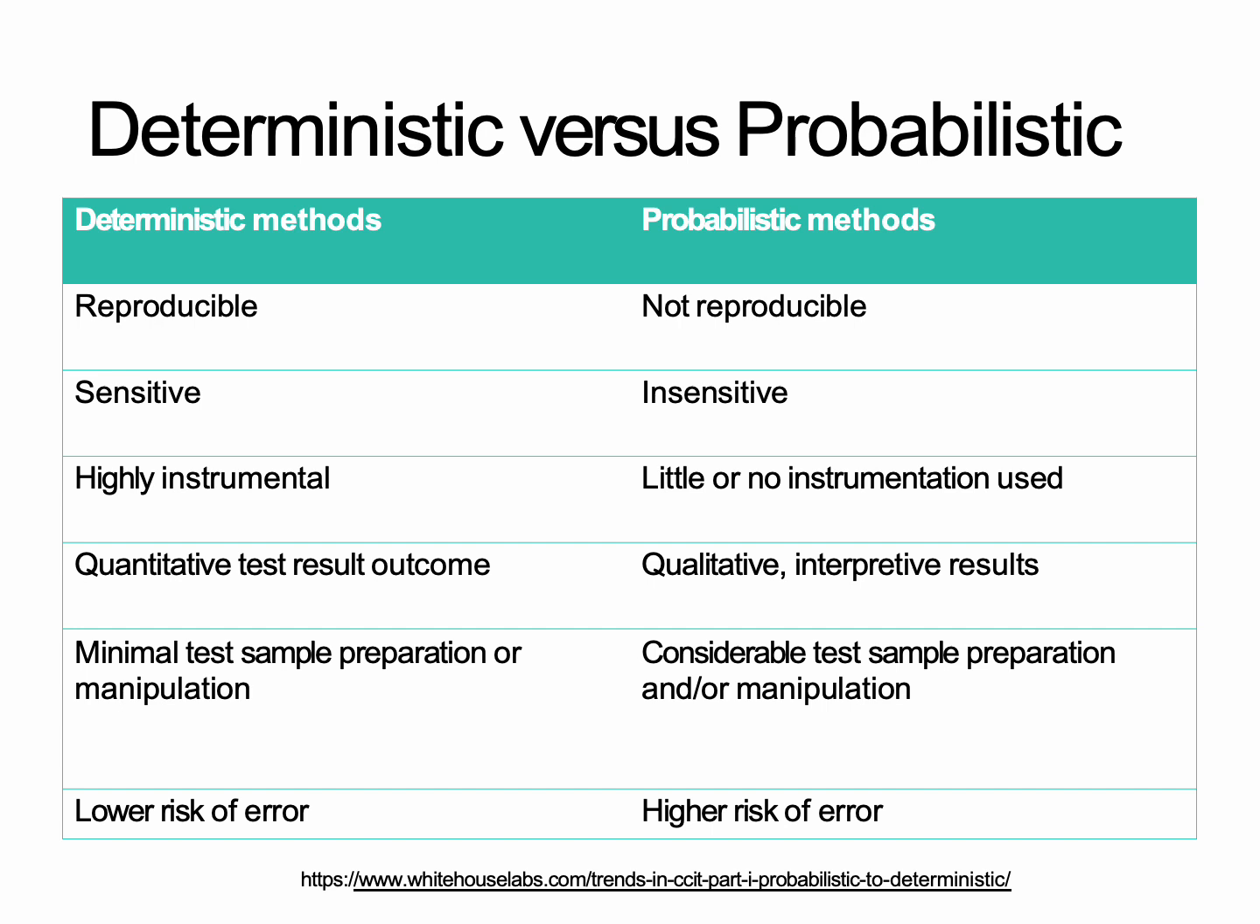Now, we can look into probabilistic methods. They may not be reproducible. They are usually insensitive. We use little or no instrumentation for the tests. They are usually qualitative, and we just do the interpretation of the results. But again, they are insensitive, they require considerable test sample preparation and/or manipulation, and they have a higher risk of error.